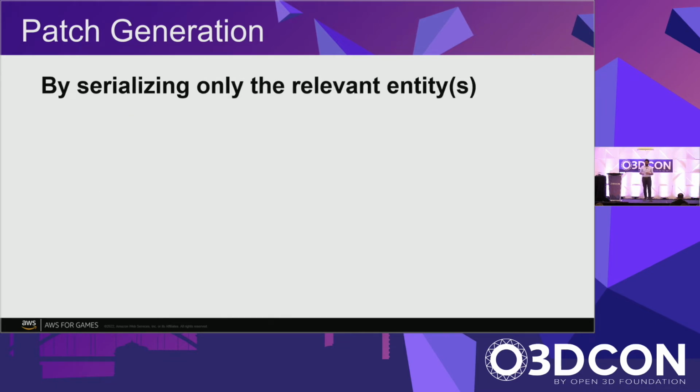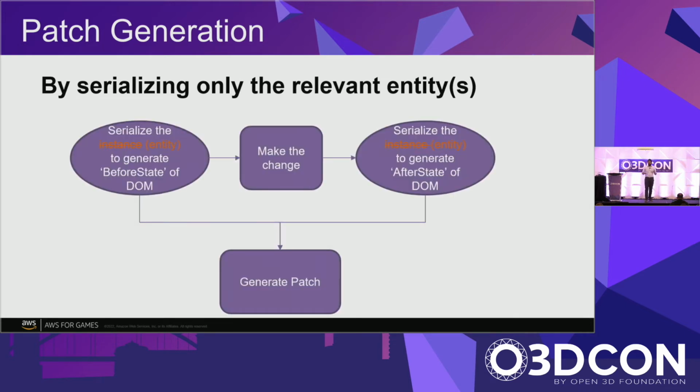So one thing that we realized is we don't need to serialize the entire prefab instance. We know the entities that the user is selecting and modifying, so we can just try to serialize those particular entities so that we bring the cost from O of n to O of 1, and we serialize only those entities that we are actually interested in and generate the patch. So this gave us nice gains in terms of times for generating patches.